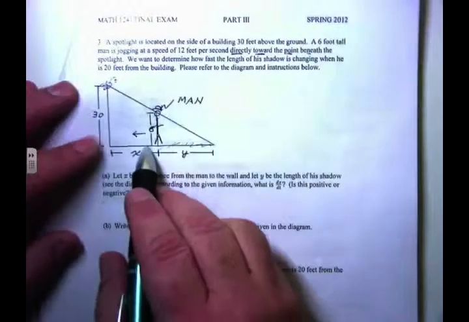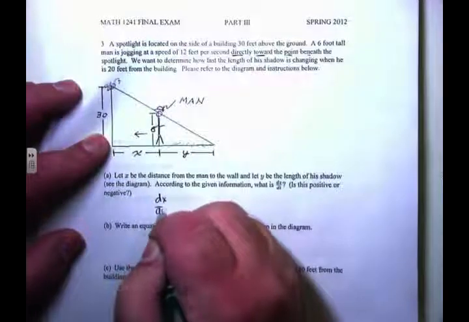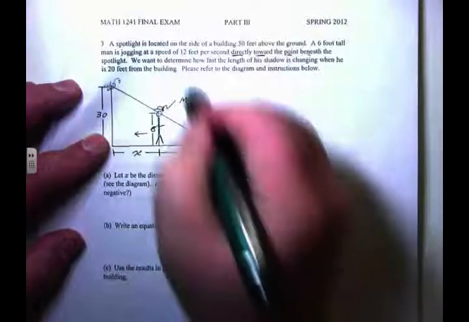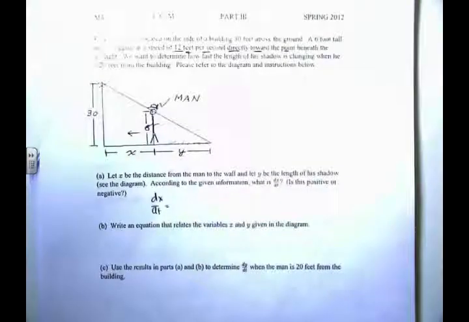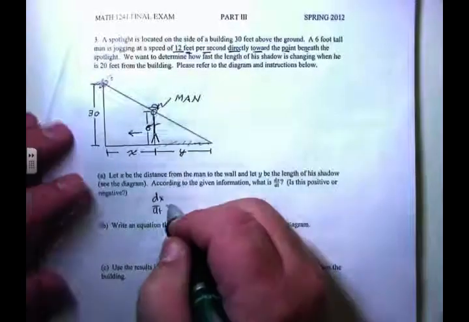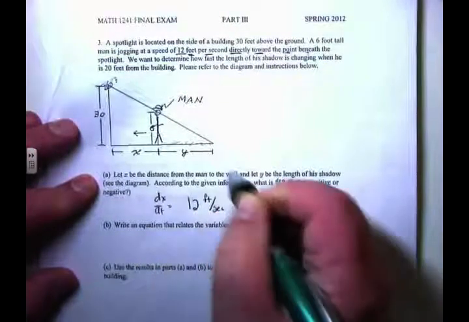So, this is the distance that he's jogging. So what is dx dt going to be equal to? Well, how fast is he going? 12 what? Notice your units. This is a related rate problem. He is going what? 12 feet per second.